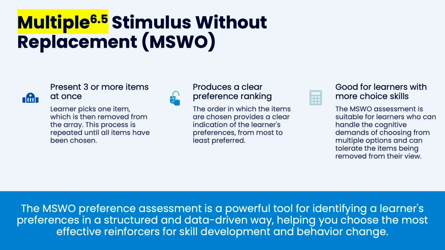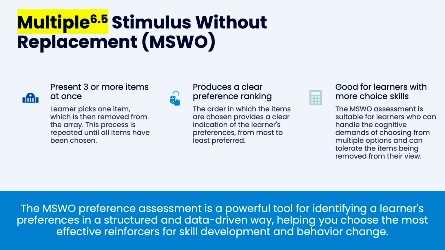This presents a really clear preference ranking, the order in which the items have been chosen. So I have blocks, a teddy bear, a ball, and crayons and paper. They pick the blocks first. You give them time with the blocks. Then you take the blocks away, you put them under the table so they can't see them, and you show them the other 3, and you see what they pick next. So you get a definite rank order.